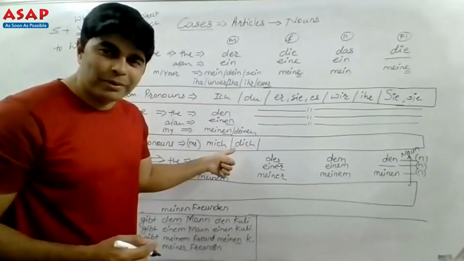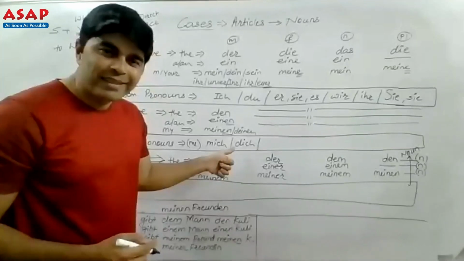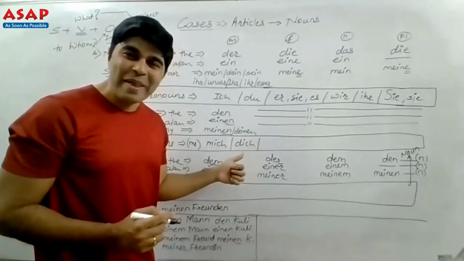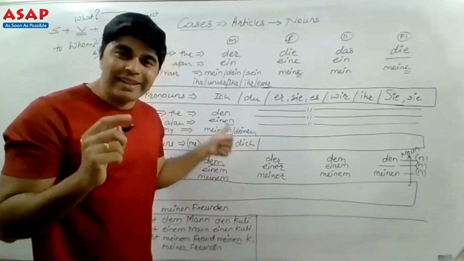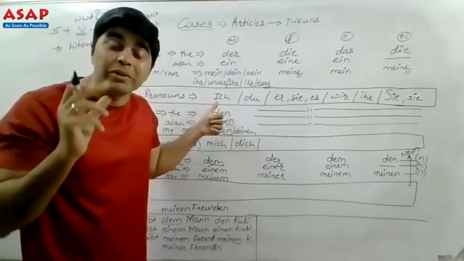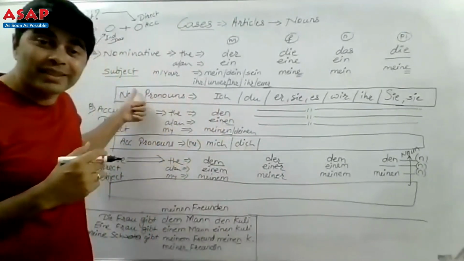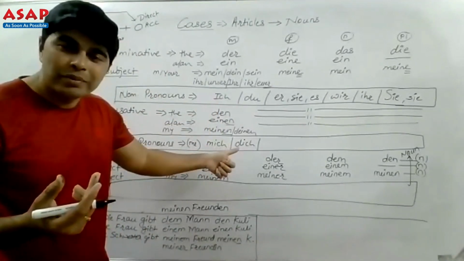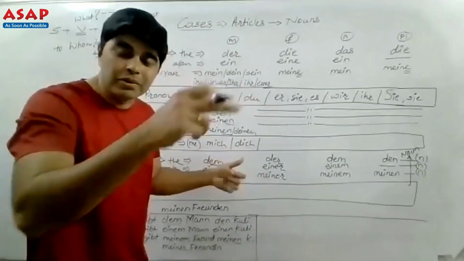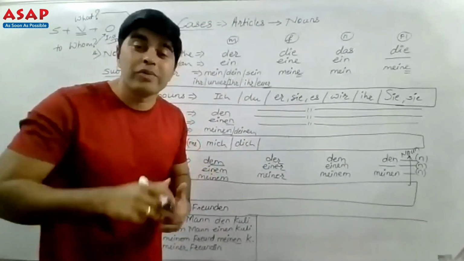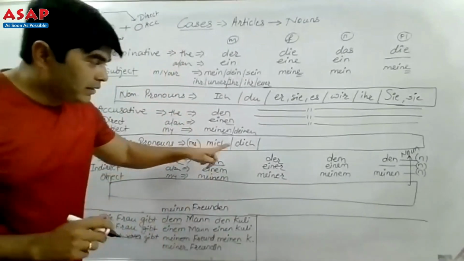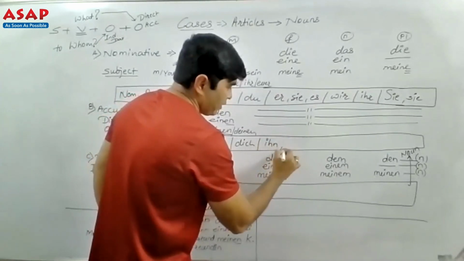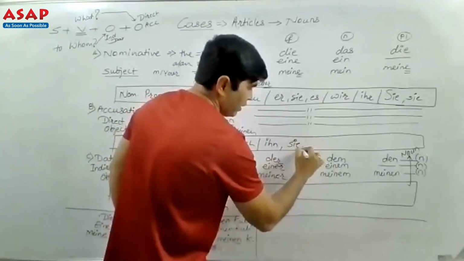How do you say I love you in German? Ich liebe dich. Everyone will know this. So here ich is the nominative because ich is doing the action. Ich is the subject, doing the action of loving on you. I am doing the action of loving on you, and you are the object. So dich. Now it is clear, right? Here du becomes dich. Sie remains sie. Es is es.